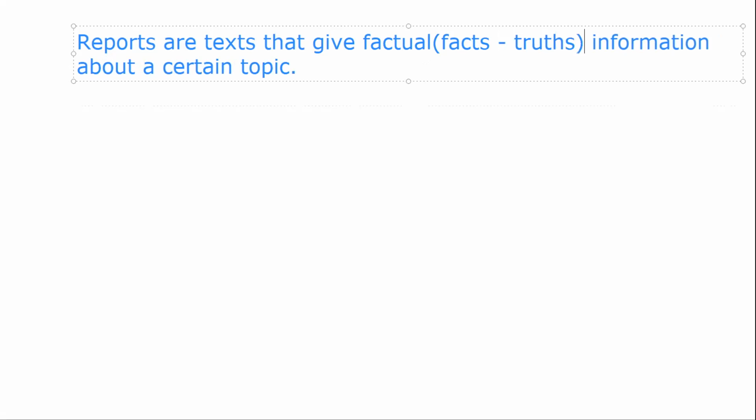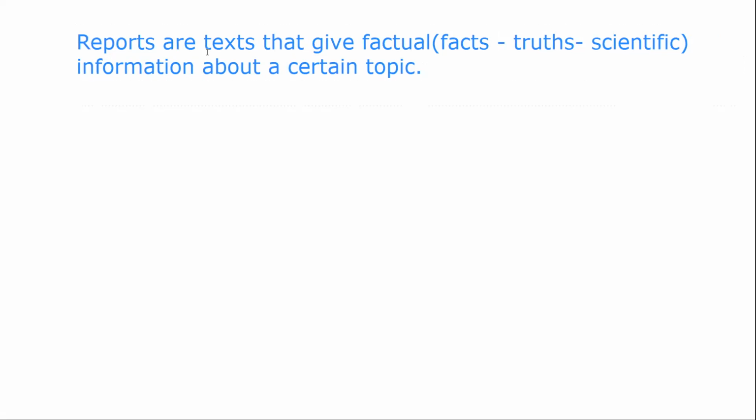Things that are true, things that are maybe scientific. All right? They cannot be imaginary or fiction, right? Not like fiction stories that have talking birds and talking animals and so on. So reports are texts that give factual information, facts, truth, or scientific information about a certain topic.